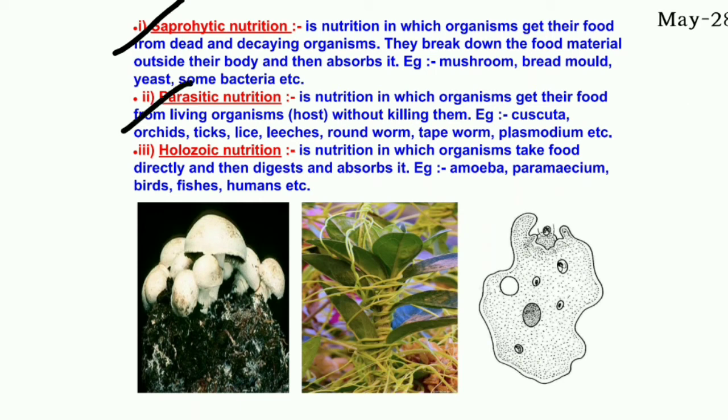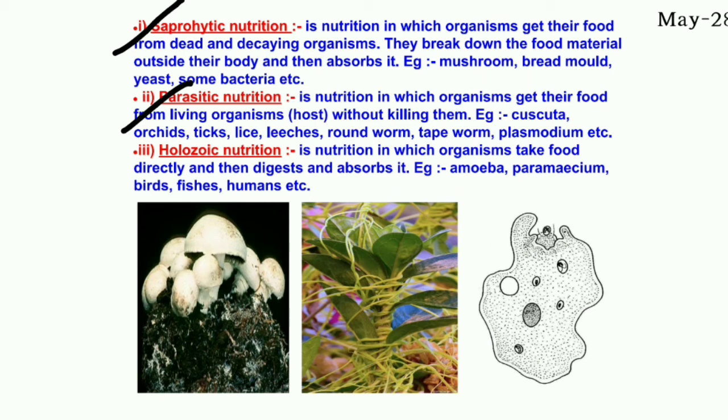Then the parasitic mode of nutrition, where the organism depends on another organism for food, but here it does not kill the host organism. Means the parasite's work is to steal nutrition without killing the one that is taking nutrition. So this is the parasitic mode of nutrition. Different examples we can find: orchids and cuscuta are the plant examples. In animals, insects like ticks, lice, leeches, then roundworms and tapeworms. Plasmodium is also one of the examples, which derives nutrition from the host without killing it.